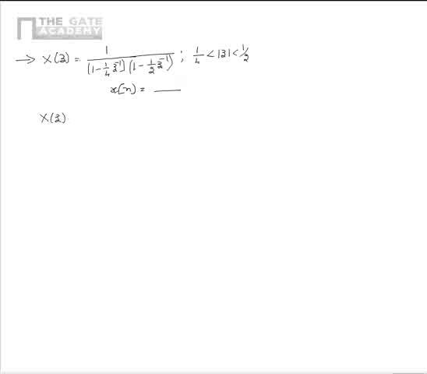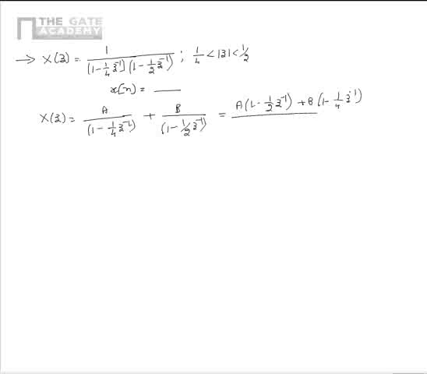So x of z is not of any standard form. So by splitting x of z into partial fractions, we can write that x of z is equal to a by 1 minus 1 by 4 z inverse plus b by 1 minus half z inverse. Upon simplifying this, we get that x of z is equal to a into 1 minus half z inverse plus b into 1 minus 1 by 4 z inverse divided by 1 minus 1 by 4 z inverse multiplied by 1 minus half z inverse.